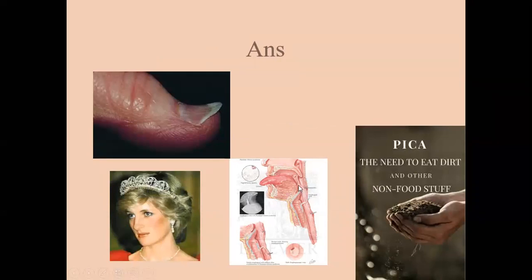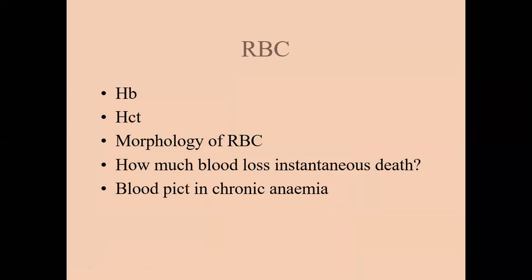And Plummer-Vinson syndrome is a web being formed in the esophagus because of epithelial dystrophy. And this person has anorexia nervosa. She vomits everything. Princess Diana. So she ends up with iron deficiency anemia.